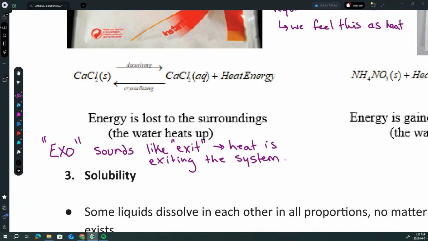So, for example, if you think about a campfire, right? The combustion of the wood is an exothermic process, and if you're sitting around a campfire, you feel that as heat being given off of the campfire. Right? So that's one way that you could remember that exothermic means that heat is exiting the system and you feel it as heat being given off of the reaction.